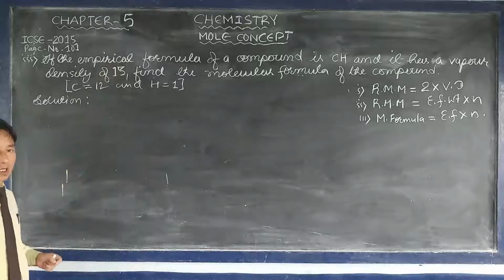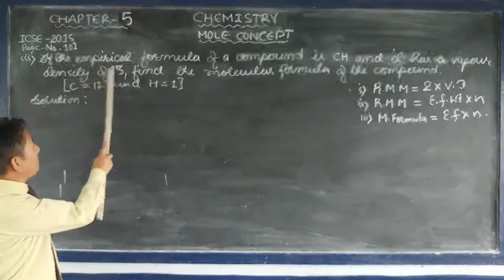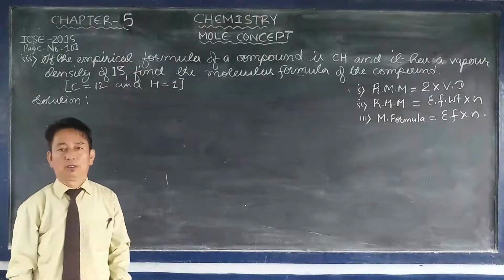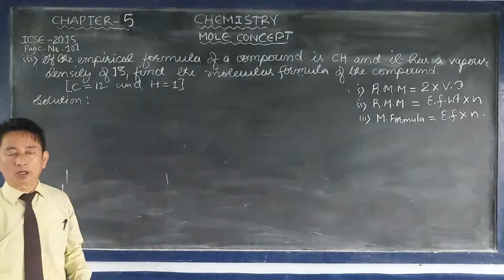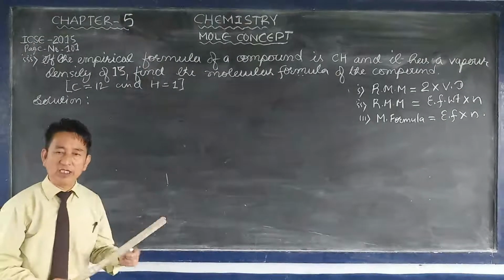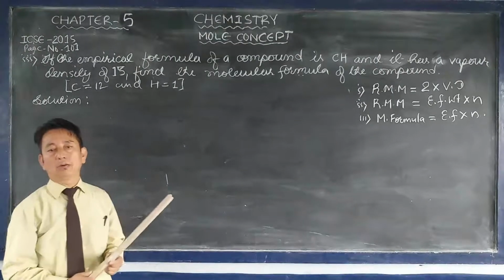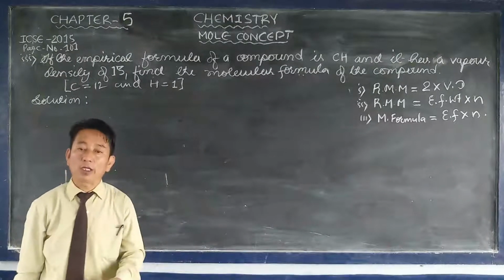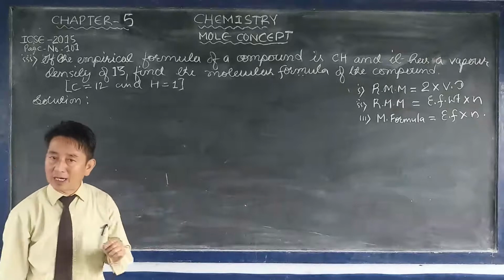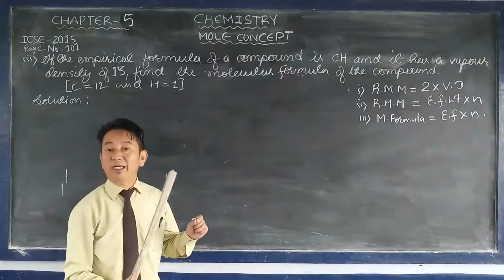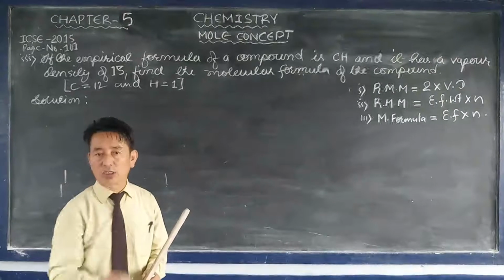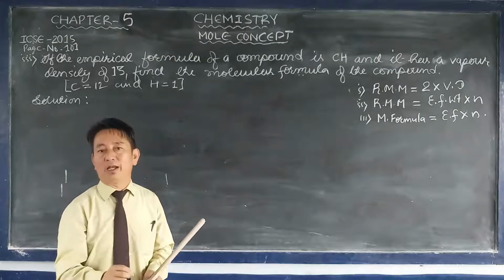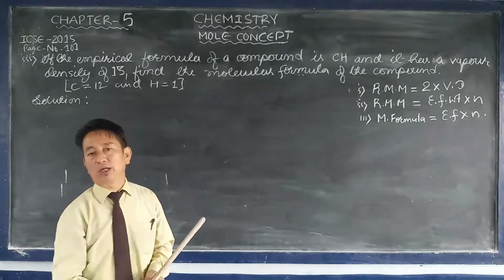Here, empirical formula. Now, what is empirical formula? Empirical formula is the simplest formula of a compound which does not show the actual number of atoms of each element present in one molecule of a compound. Now similarly, a molecular formula or chemical formula of a compound is the symbolic representation of a compound which shows the actual number of atoms of each element present in one molecule of a compound.